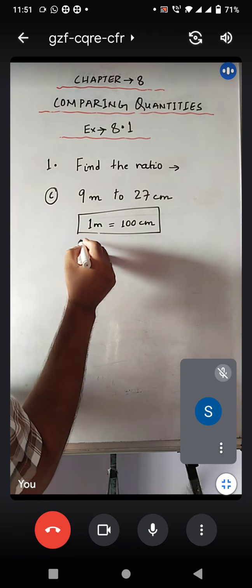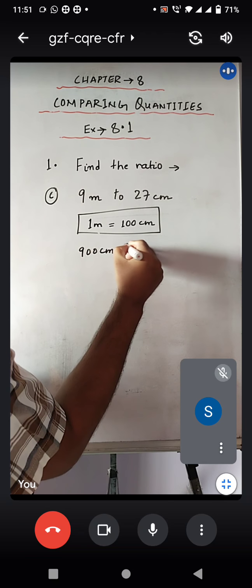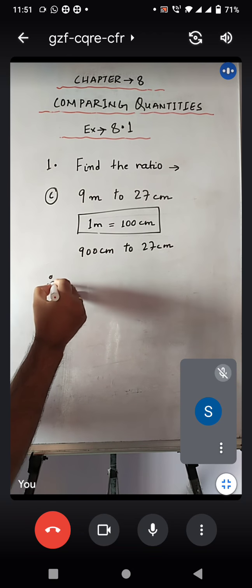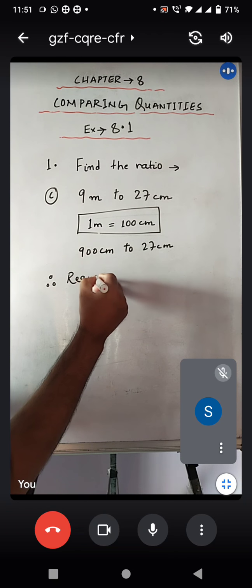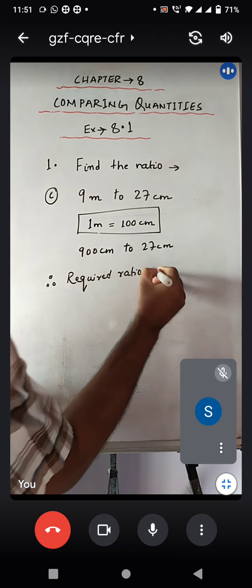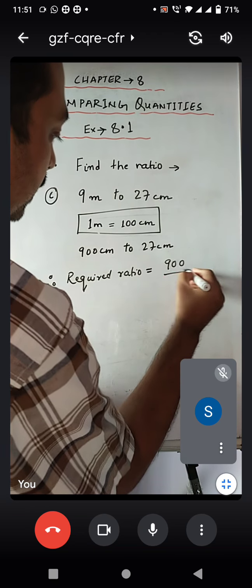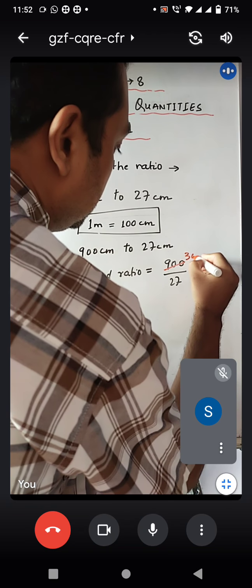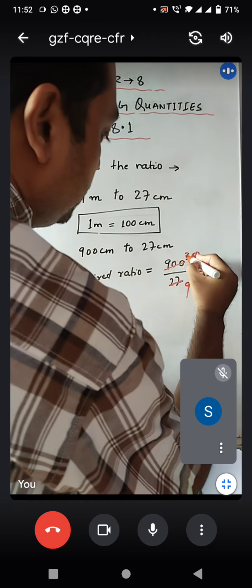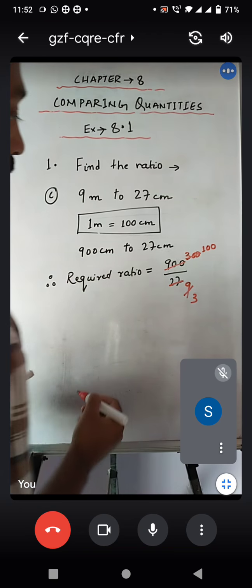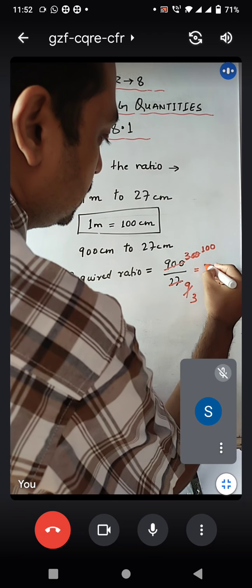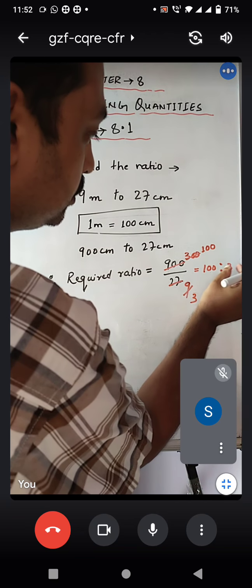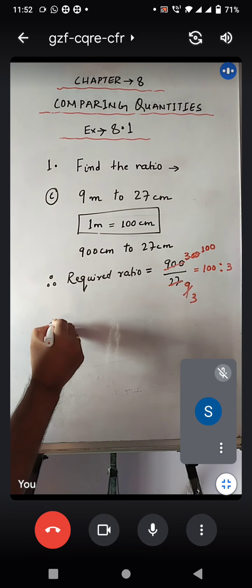So 9 meter would be how much centimeter? Obviously 900 centimeter. So 900 centimeter to 27 centimeter. Now both these terms are having the same unit. Now we can change it into the ratio form. Therefore, required ratio would be equals to, the first term in the numerator and the second term in the denominator. Now we can reduce these two numbers by 3. 3 9s are 27. Again we can reduce this with 3, 3 300s are 900, 3 3s are 9. Now we cannot reduce it further, so we'll write it in the ratio form, that is 100 is to 3. Numerator first, then denominator. 100 is to 3.